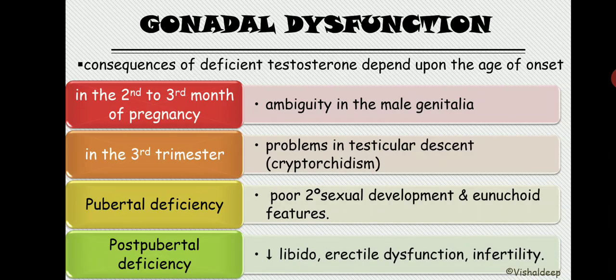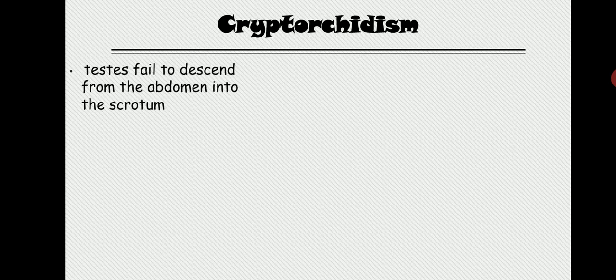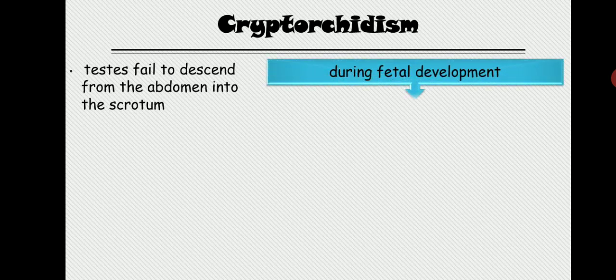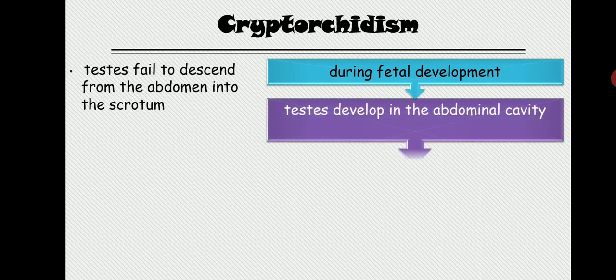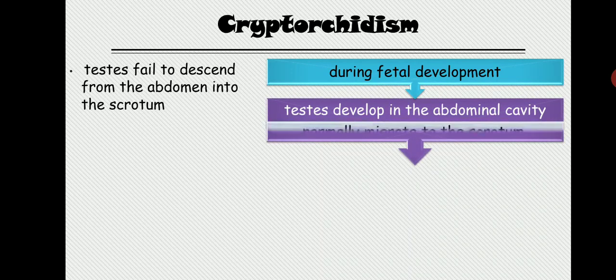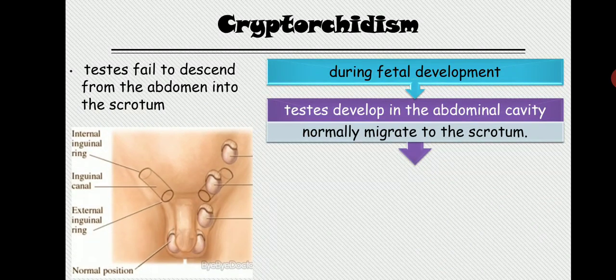Now let's discuss cryptorchidism. What is cryptorchidism? It is basically when the testes fail to descend from the abdomen into the scrotum. So during the fetal development, the testis develops inside the abdominal cavity, and it normally migrates into the scrotum. It is developed over here, and through the inguinal canal it descends to the scrotum.